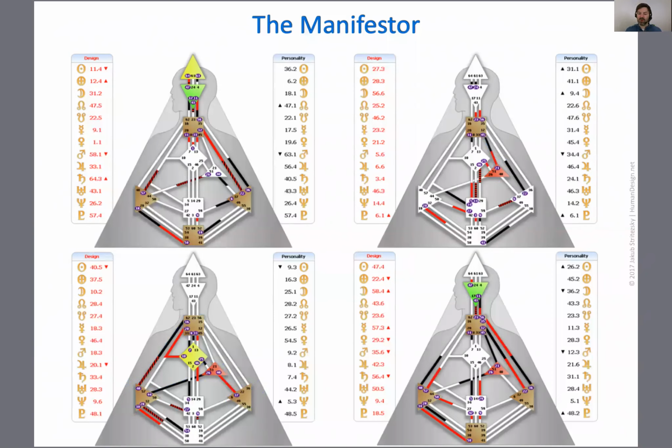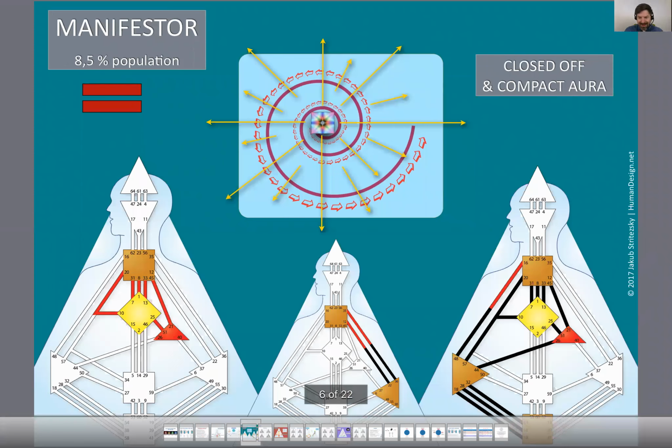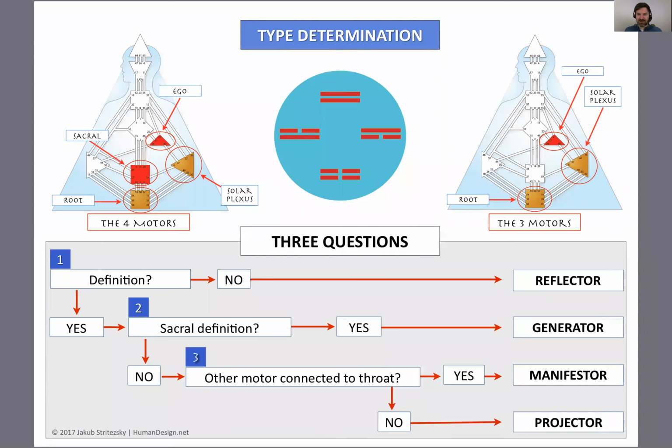As long as there is a motor connected to the throat, it can also be, for example, let me just make this up, if you had the root defined to the spleen, and spleen defined to the G, and the G defined to the throat, it would still be a manifestor chart because the root is the motor and eventually reaches through the series of defined channels all the way to the throat. That's what makes a manifestor a manifestor. And you can see it's about 8.5% of the people in the world who are manifestors. And basically everybody else is a projector.